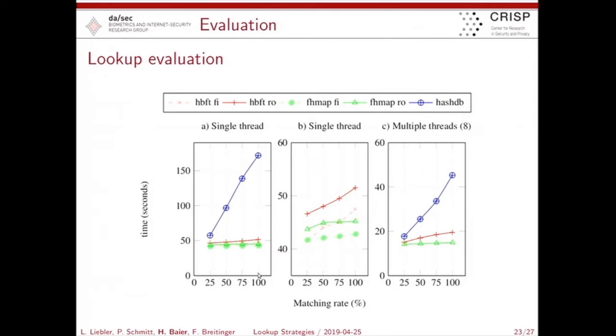Interesting here is that if we look at the actual practically relevant picture, which means a multi-threaded use case, you see that the gap between the hierarchical Bloom filter trees and the flat hash map is not as large as you may expect, because the theoretical runtime of the Bloom filter tree and the flat hash map is log n to constant, and the HashDB is much slower.